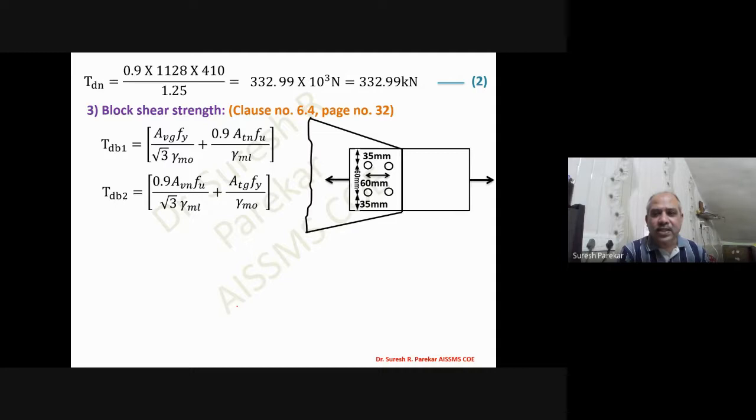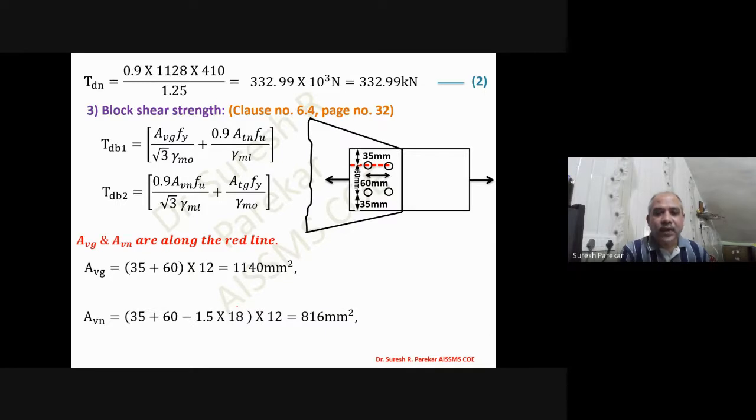Now block shear strength we have to take. If we remember the diagram behind the angle section which we have seen, then it is going to be like this. And then we have to take this Avg and Avn along this length, and that value comes 1140, because 35 plus this distance 60 into 12. And for this we have to subtract hole. This will be full hole and this will be half hole.